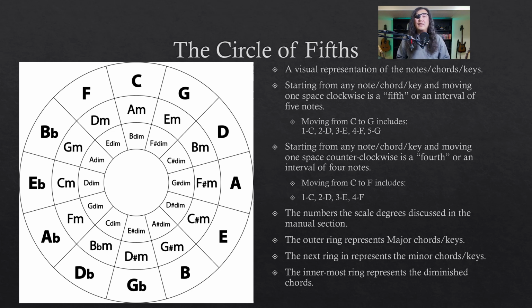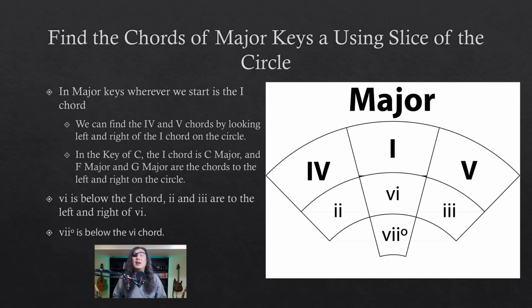So how do we use this to figure out the chords in a key? To figure out the chords in a key, we're just going to take a slice of the circle. In this case, for the major keys, we're going to take this slice. In the major keys, this middle segment in the outer ring is your 1 chord. So if we're talking about the key of C, we would place this 1 over the C in the circle of fifths.